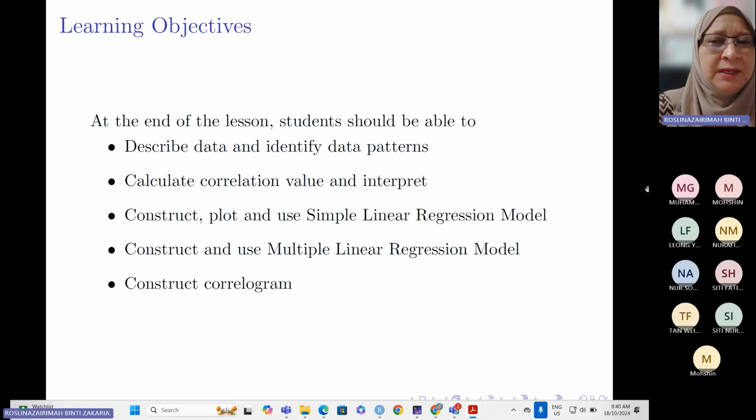This is what we aim to achieve. You will be able to describe data and identify patterns. You are able to calculate values and interpret. Calculating is not enough. What is important is to be able to interpret it. And to construct, plot, and use a simple linear regression model, construct and use multiple linear regression, and construct a correlogram.